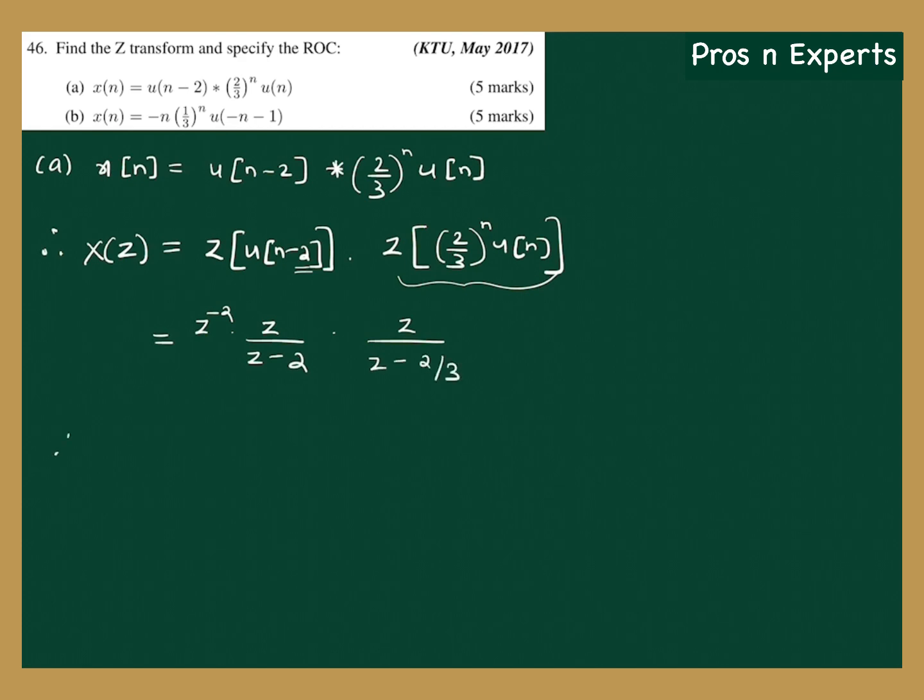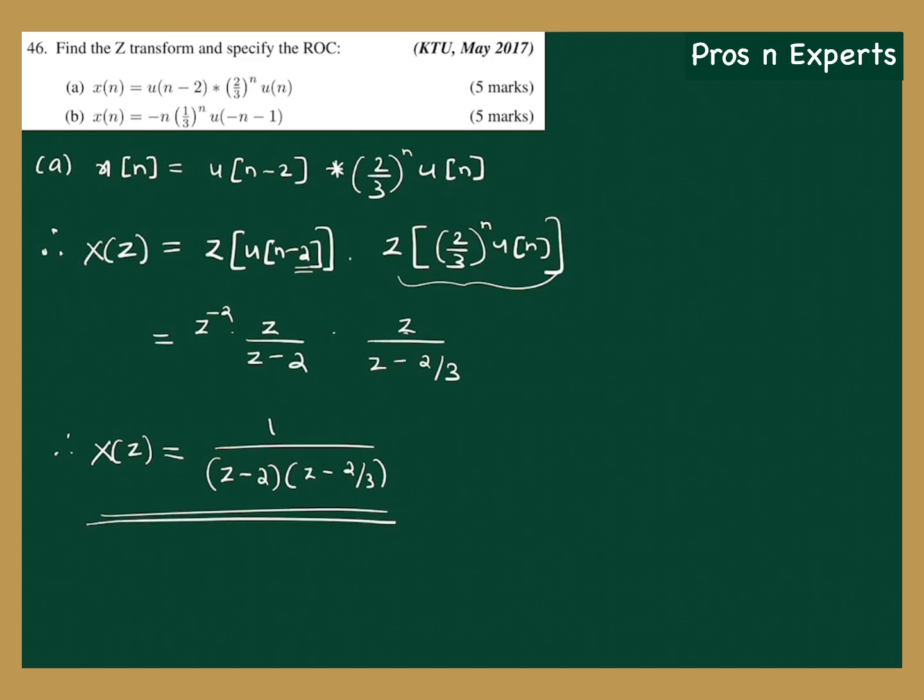Okay, therefore X of z is equal to z into z raised to minus 2, so 1 by z minus 2 into z minus 2 by 3. So this is the z transform. And what is the ROC? There are two poles, right? Two poles corresponding to these two factors, at z equal to 2 and z equal to 2 by 3.